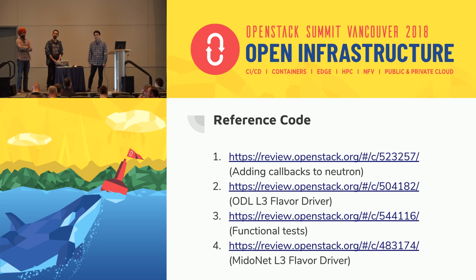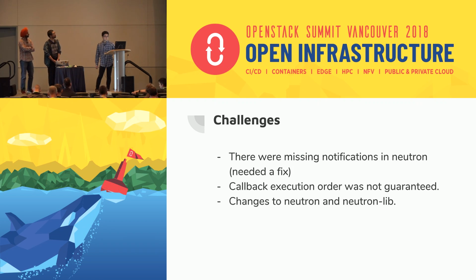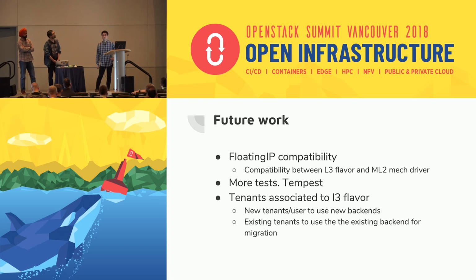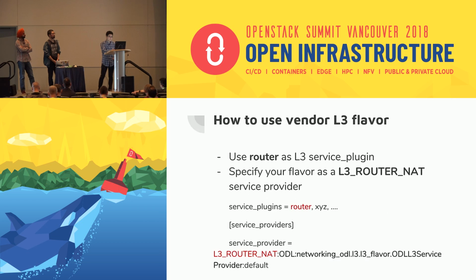You're saying that as an operator, you couldn't determine what flavor a user got when they created a router. Is that right? A couple of slides back, you were saying new tenants use one backend, existing tenants another. So if I create a router and I don't pass in a flavor, what happens? The default one is chosen. But we'd like to make it default per tenant, per user.